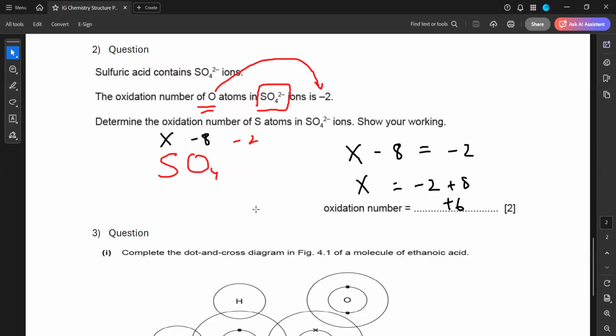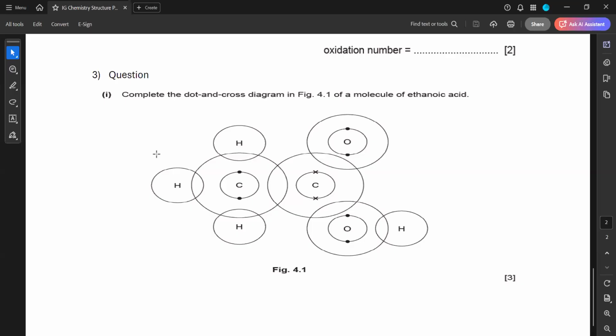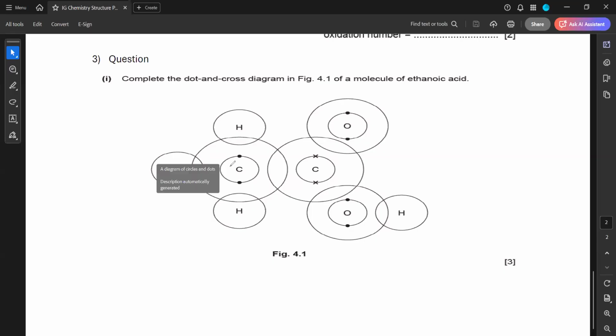Then the last one is just a dot and cross diagram for showing the shared electrons and the unshared electrons. We know carbon belongs to group 4, so it will share 4 electrons. When carbon shares 1, hydrogen will share 1 from that side. Then this carbon, then oxygen shares 2. So if one oxygen shares 2, carbon will share 2 from that side. And the remaining 1 is shared with this oxygen, and the remaining 1 is shared with the hydrogen. Oxygen belongs to group 6, so it shares 2 and the unshared are 4. So 1, 2, 3, 4 and 1, 2, 3, 4.